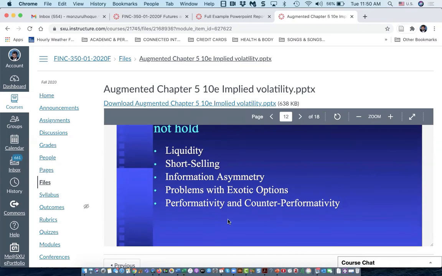And then performativity and counter-performativity: if you'd like to see the performance of the call option, Black-Scholes is not the way to go. It can only give you the decision to buy or not buy.